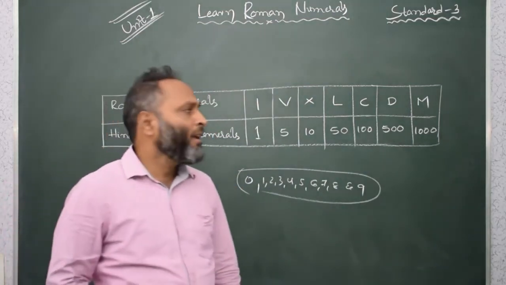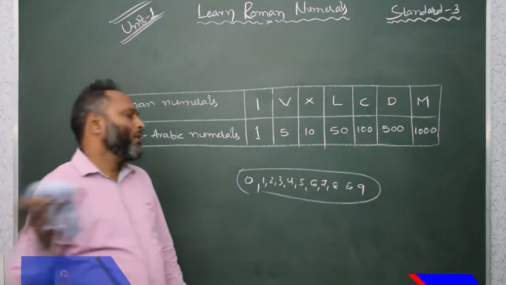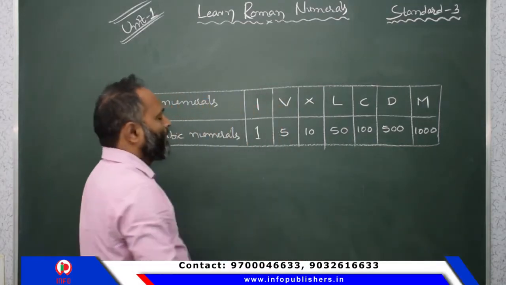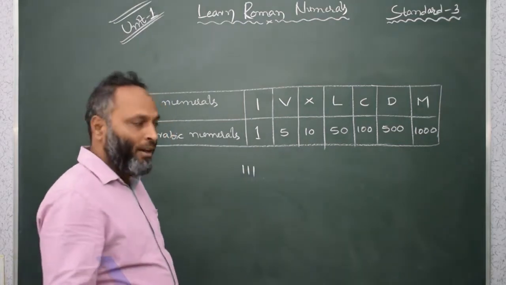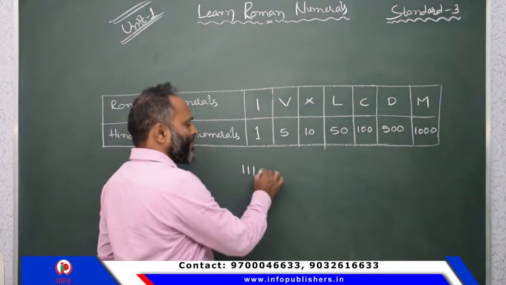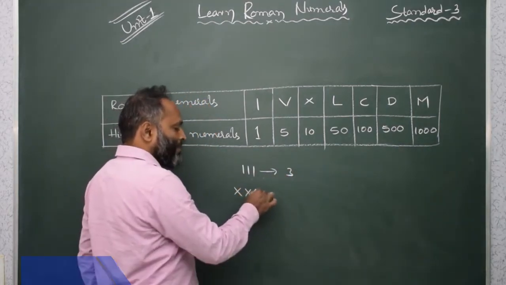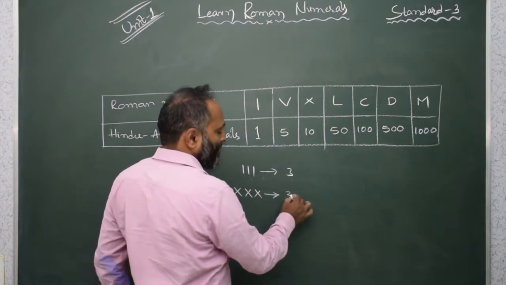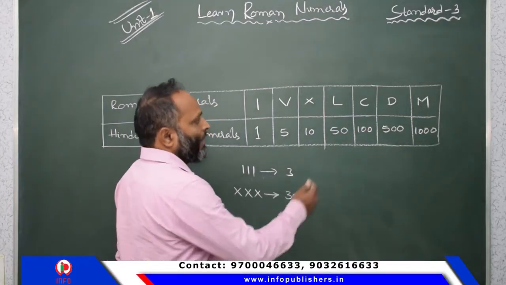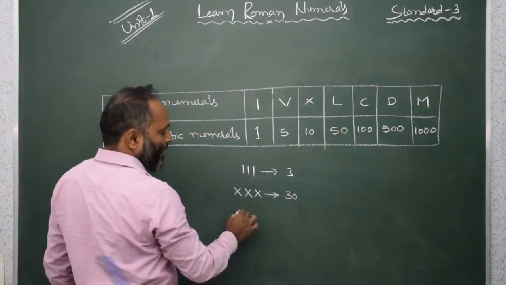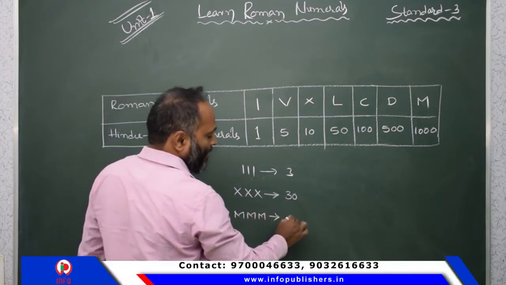Sometimes the Roman numerals repeat. How do they come? Suppose I take I 3 times. If I repeats 3 times, it represents 3. If X repeats 3 times, then it is 30, because 10 plus 10 plus 10 is 30. And if M repeats 3 times, that is 3000.